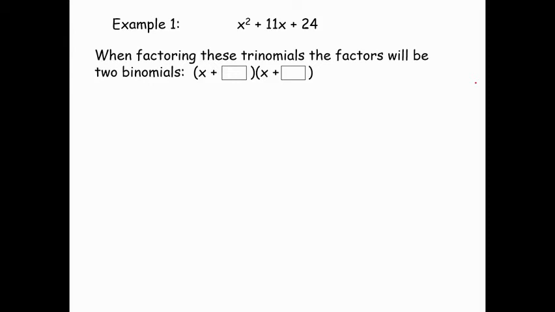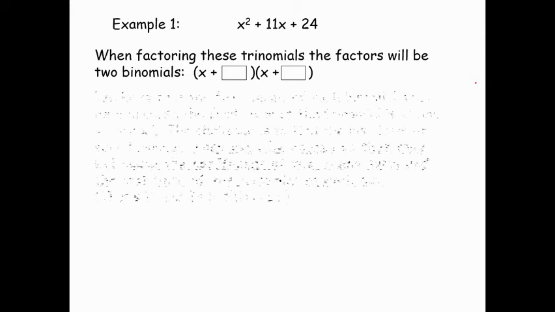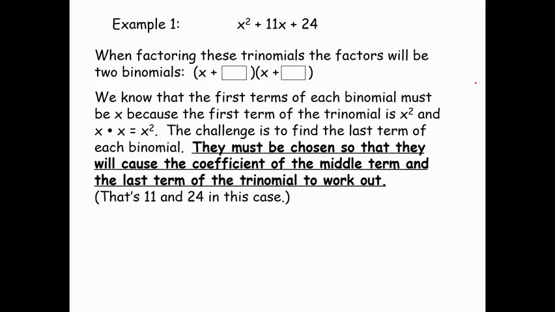Notice how the x's are in the first place of each binomial. We know that the first terms of each binomial must be x because the first term of the trinomial is x squared, and x times x equals x squared. The challenge is to find the last term of each binomial. They must be chosen so that they will cause the coefficient of the middle term and the last term of the trinomial to work out. So that's 11 and 24 in this case.